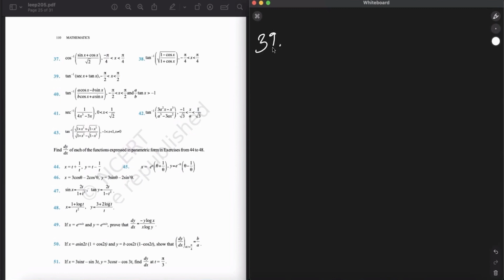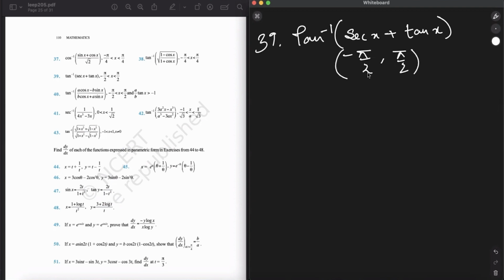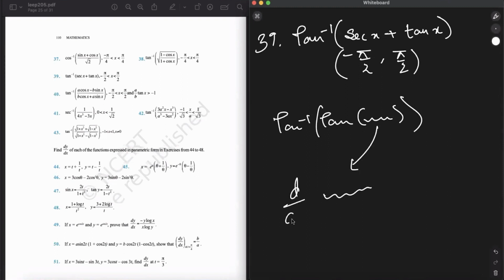The question says that we have to differentiate tan inverse of sec x plus tan x, with the range minus pi by 2 to pi by 3. I told you in the previous class that whenever you see such a type of question, there must be some form like this, something, something, and then it will come out, and then we have to differentiate it.